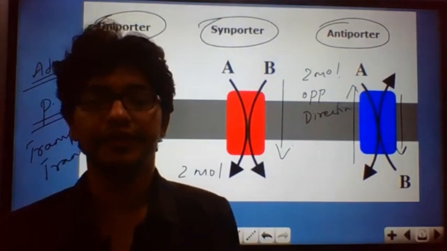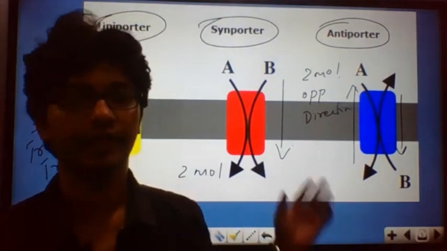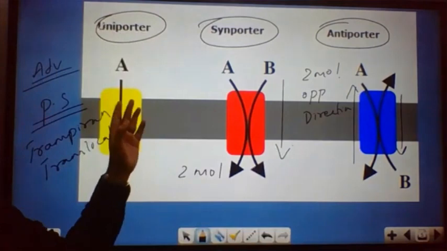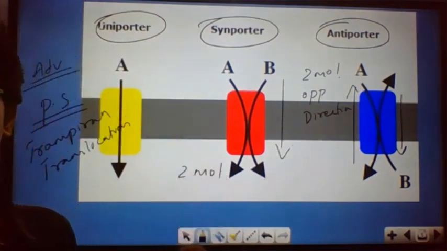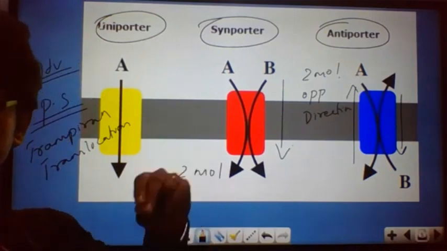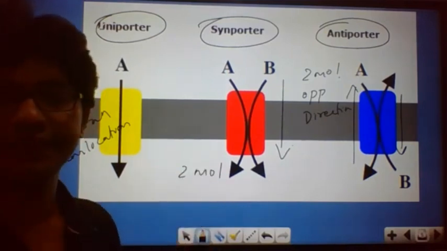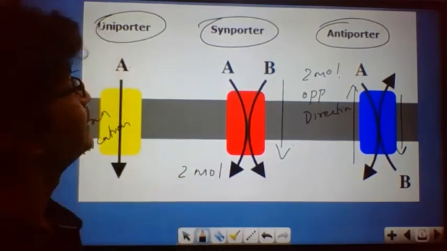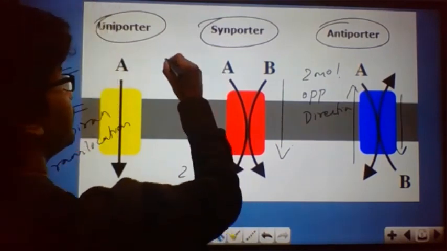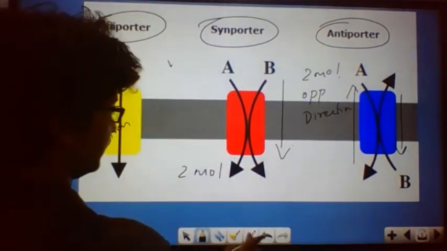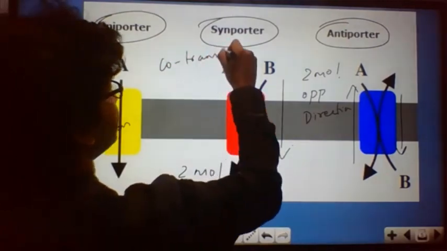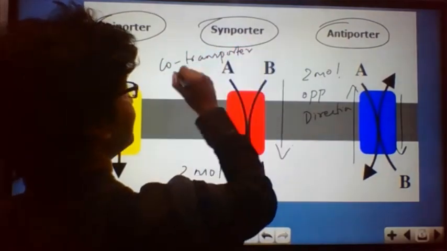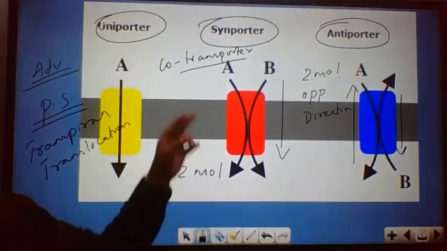So we are at the pathways that you can see: uniport, symport, and antiport. You asked about the symporter, right? I could see the comment here. So what is a symporter? Usually we call it a co-transporter. Symporter can also be called a co-transporter. This is the other name that we give.